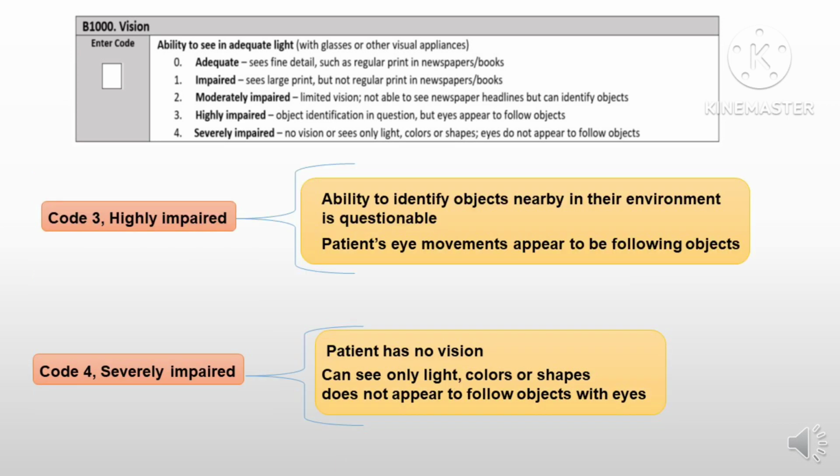Code 3, highly impaired, if the patient's ability to identify objects nearby in their environment is in question, but the patient's eye movements appear to be following objects, especially people walking by, then code 3 should be selected. Lastly, if the patient has no vision, sees only light, colors, or shapes, or does not appear to follow objects with eyes, then code 4, severely impaired, would be the right choice.